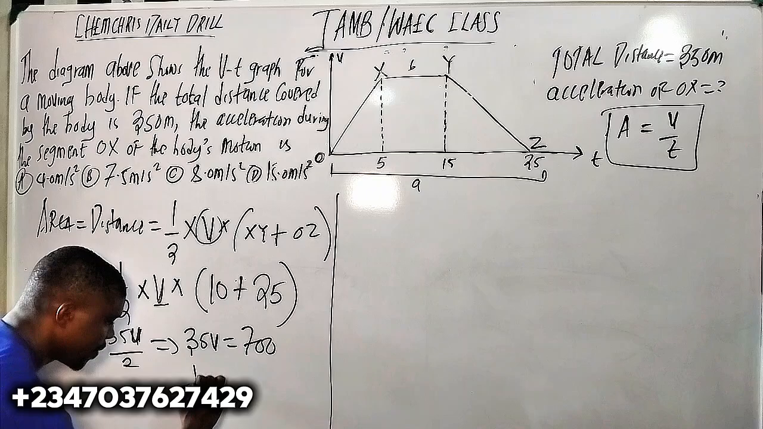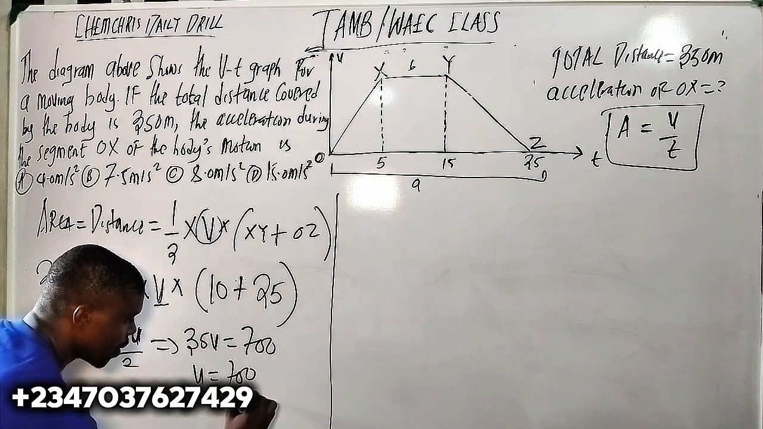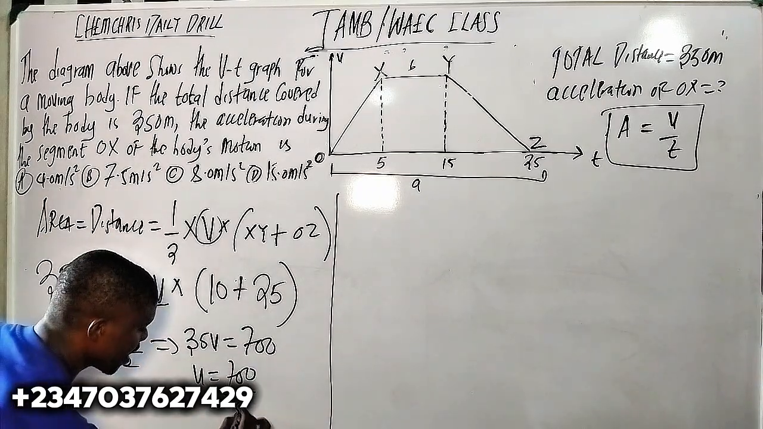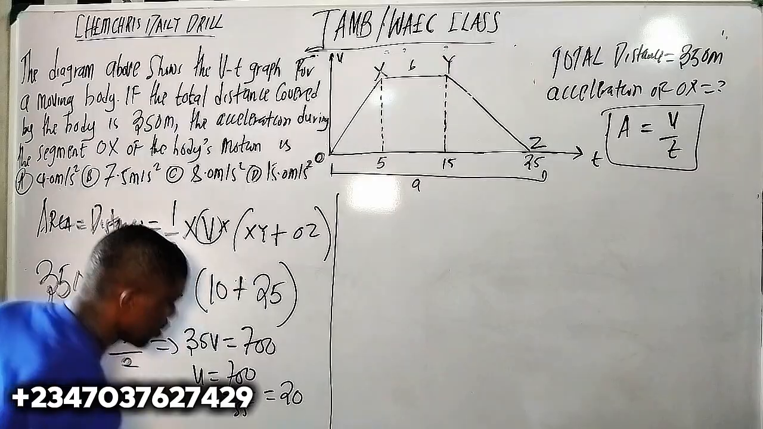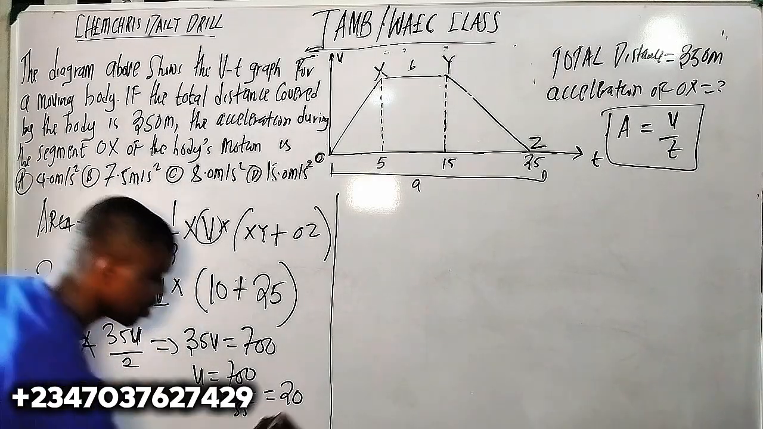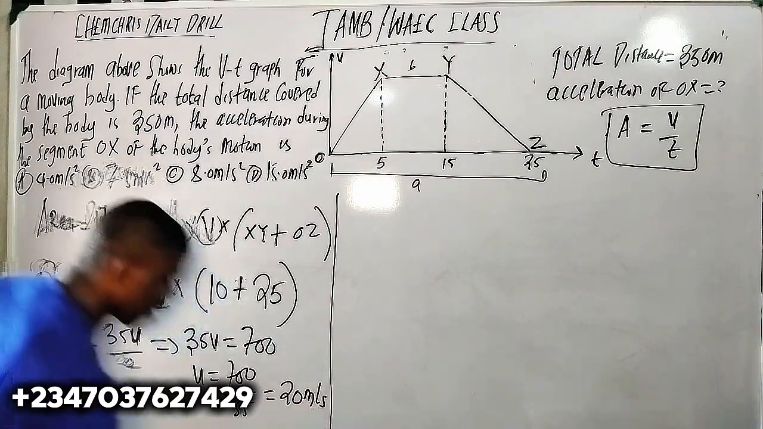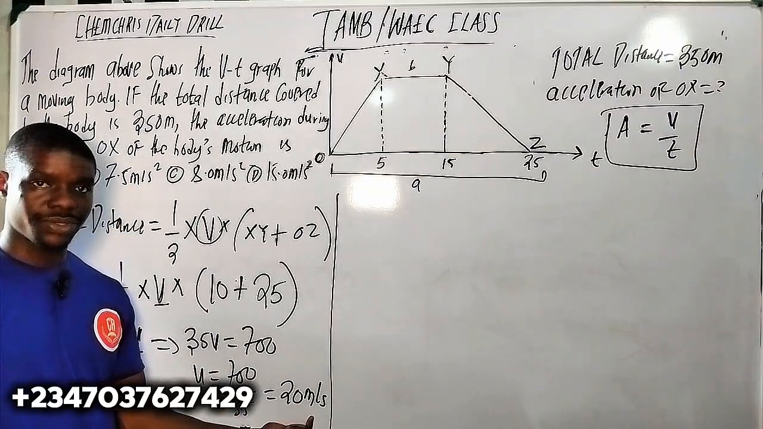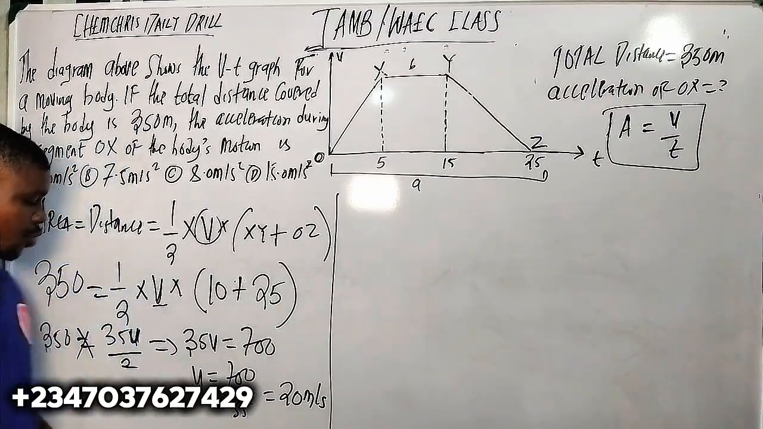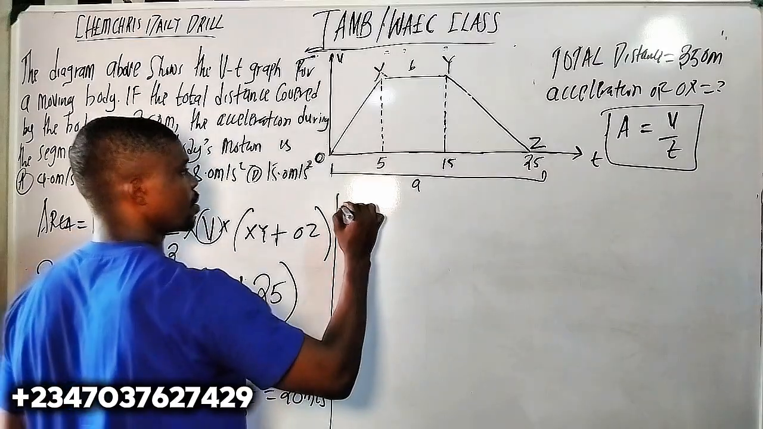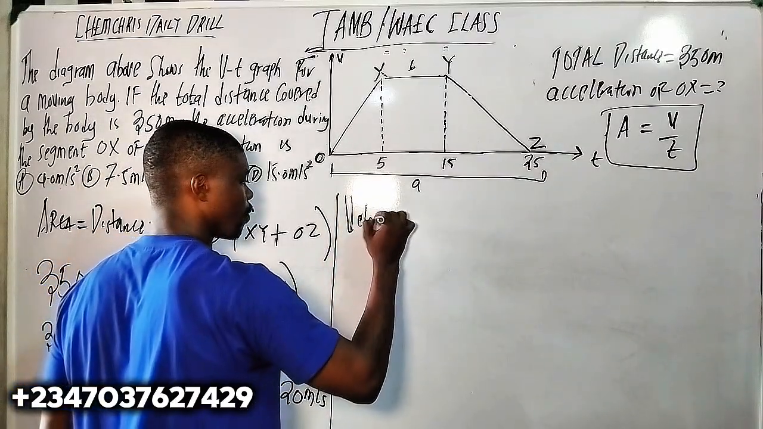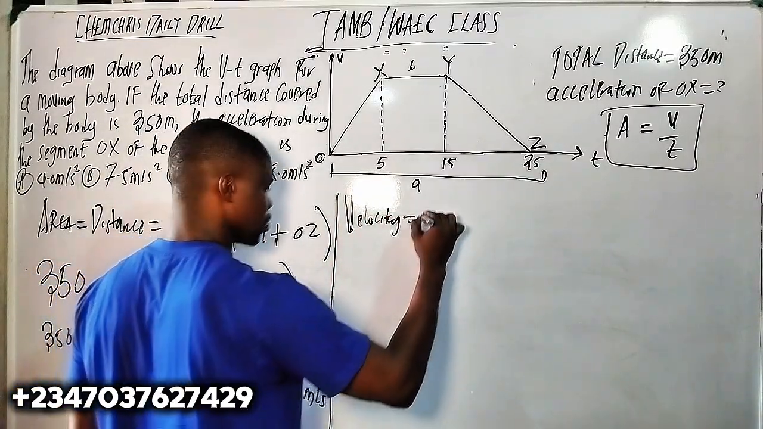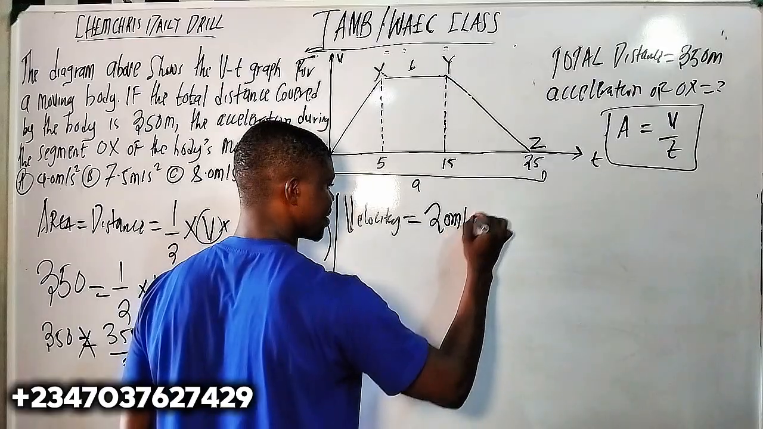Make V the subject of the formula. If you make V the subject of the formula, V equals 700 divided by 35. Here we have 20. 20 what? 20 meter per second. Remember, the unit of velocity is meter per second, right? So that is my velocity, equal to 20 meter per second.